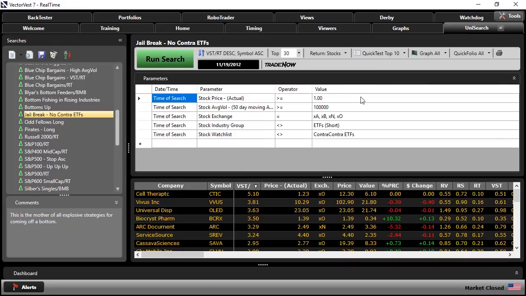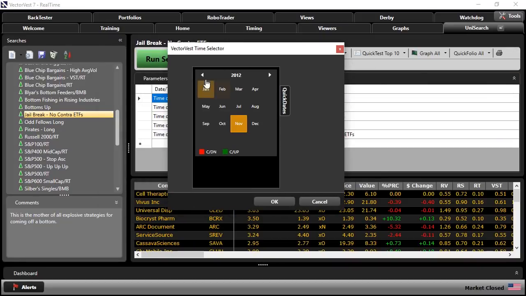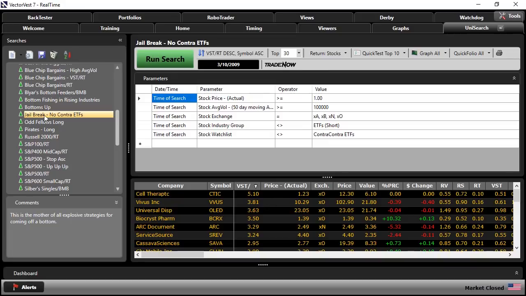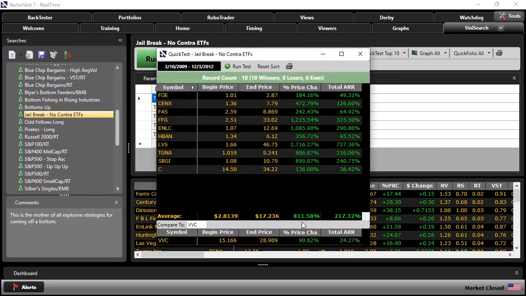Let's go to the Unisearch tool. Let's go back to 2009. Let's go to March, and let's go to the 10th. Click on OK. We're going to double click on jailbreak. That was one of the suggestions that he had. Let's quick test the top 10. Look at what it's done all the way up to 12/3 of 2012. You want to know why we call this the grandmother of all bottom fishing searches?